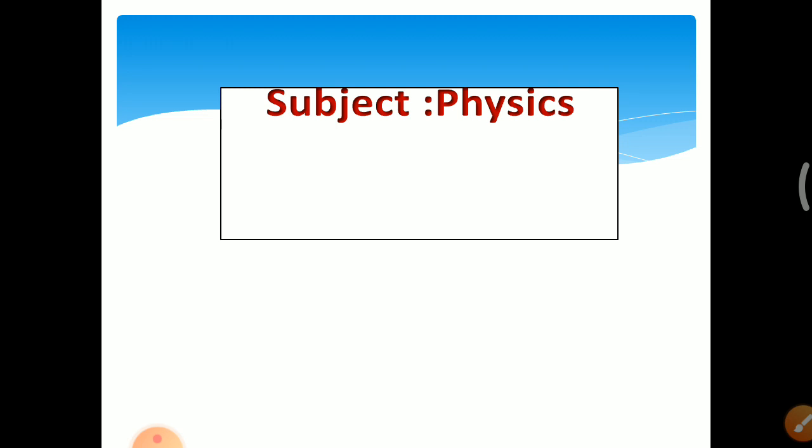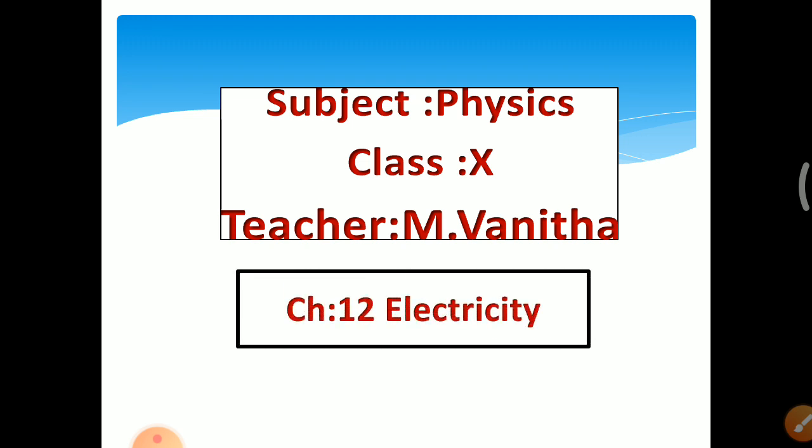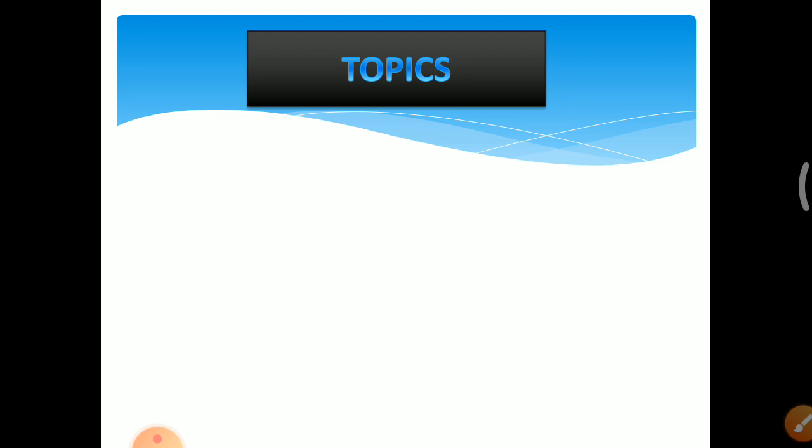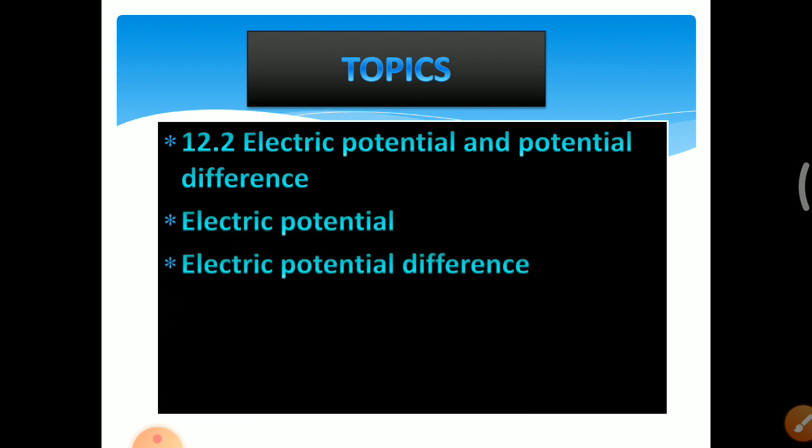Today, we are going to see the subject Physics, Class 10, Chapter number 12 Electricity. Topics 12.2 Electric Potential and Potential Difference. Under this topic, we are going to see the definition of electric potential, electric potential difference, 1 volt, and voltmeter.